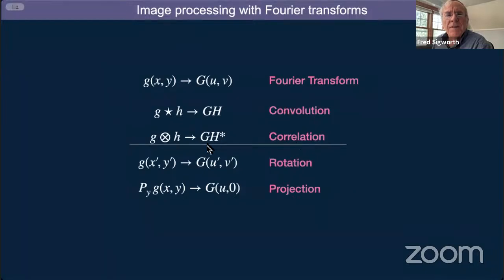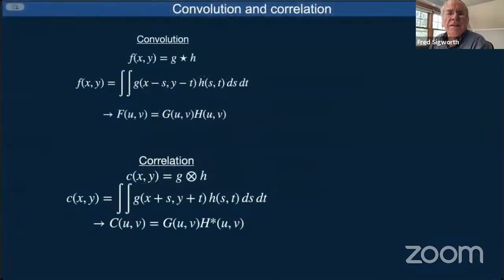Correlation is really similar, and in fact, in the Fourier domain, it's just the product of the two transforms, with one of them being the complex conjugate. The conjugate is something that kind of reverses time or space. So convolution looked like that. Correlation looks like that. And correlation basically says if S and T are the translations that superimpose G on top of H, then there's a maximum of the correlation function.